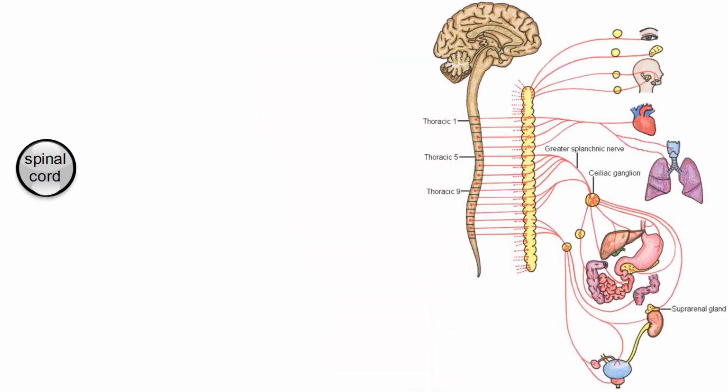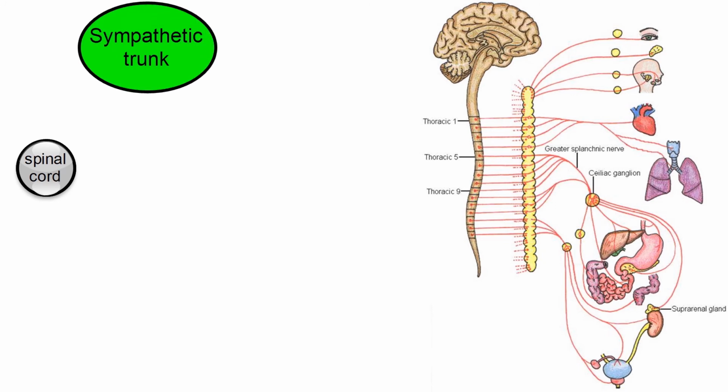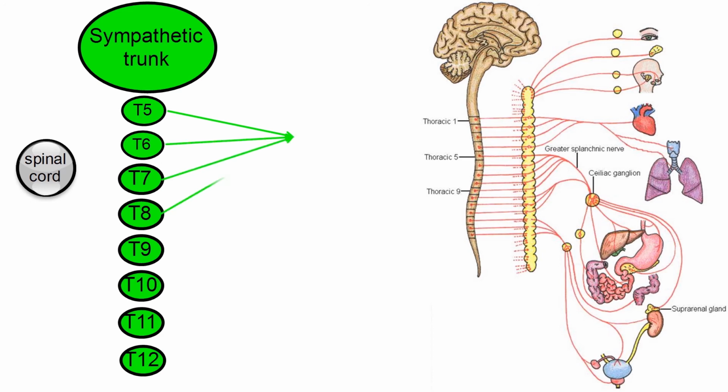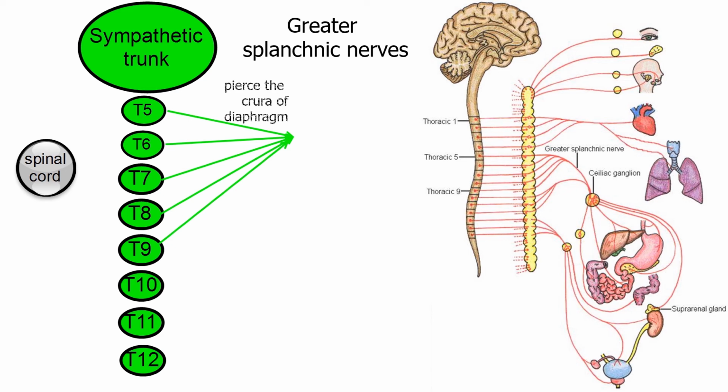Spinal cord, and has connections with the sympathetic trunk, T5, T6, T7, T8, T9, T10, T11, T12. T5 to T9 form the greater splanchnic nerves, one on the right and one on the left.